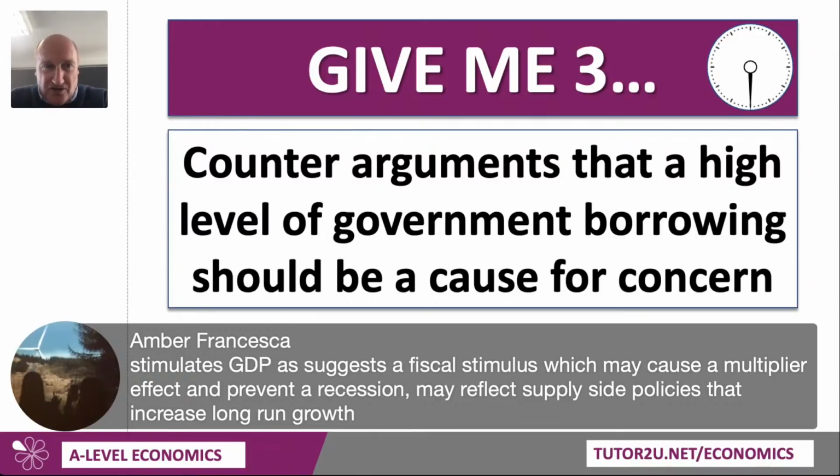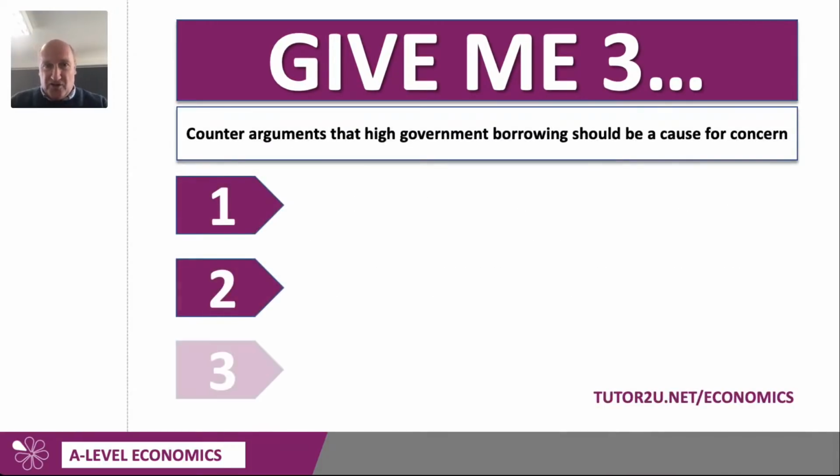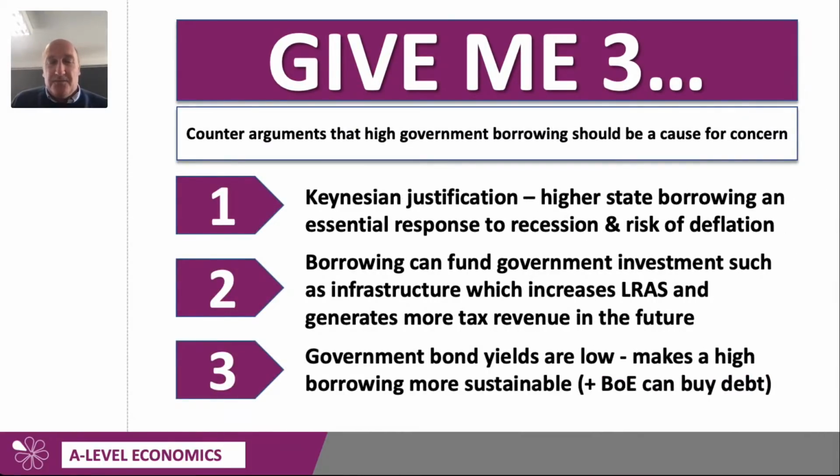It's absolutely fantastic. Conscious of time here, so I'm going to go straight to my points. So these are some of the counter arguments. I'm going to unleash my inner Keynesian. As you know, I'm a Keynesian economist. So the Keynesian justification is that higher state borrowing is an essential response to recession and the risk of deflation. In fact, fiscal policy should take the place of monetary policy, especially when there's a liquidity trap. I'm not a massive fan of Sunak, but he did the right thing, in my opinion, to move quickly and allow the deficit to rise when the depth of the pandemic became clear.